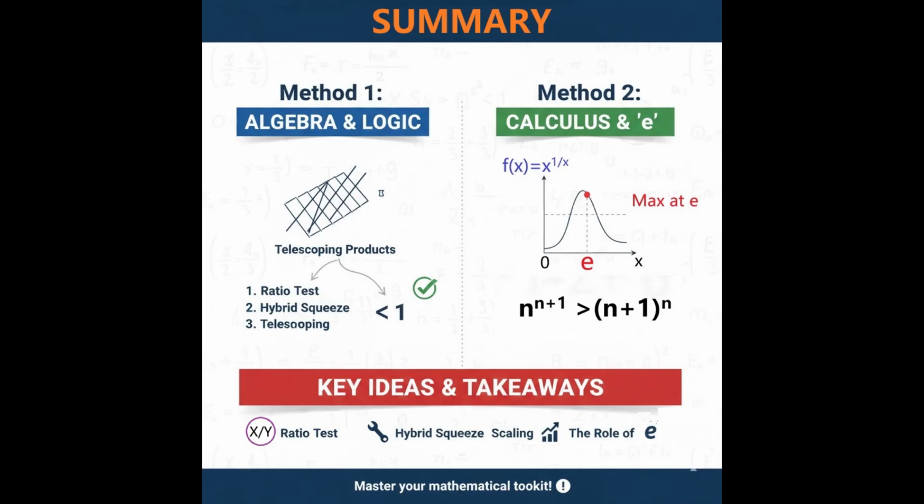Along the way, you discovered several key ideas. The ratio test, breaking massive exponents into manageable fractions. The hybrid squeeze, simplifying products by tightening some terms while keeping others exact. Scaling up, applying the same logic to larger examples to reveal a consistent pattern. And the role of e, explaining why n to the power of n+1 eventually dominates n+1 to the power of n, once we pass the critical threshold e.